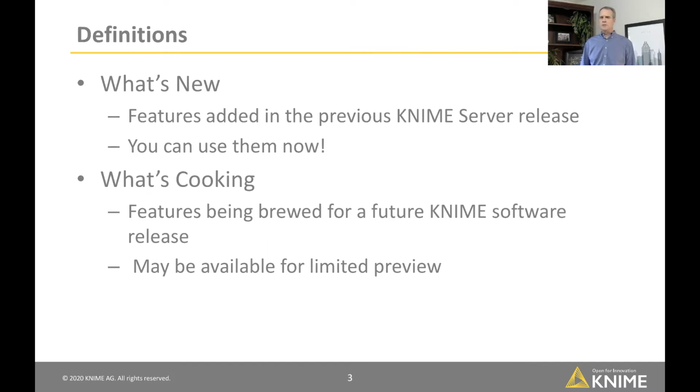All right, a few definitions. When we talk about what's new, we mean features that were added in a previous release of Knime Server. So they're available now for you to use. When we talk about what's cooking, we mean features that are still being worked on. They're still in development. And they'll be available in the next Knime software release. They may be available for preview, limited preview, beforehand. If you're interested, please contact one of us.